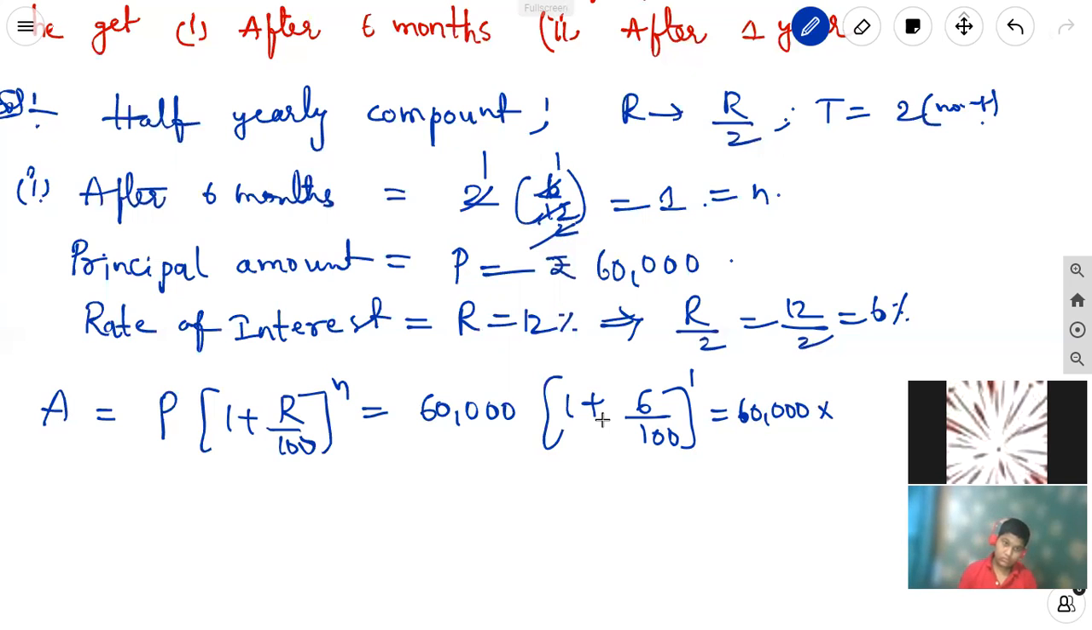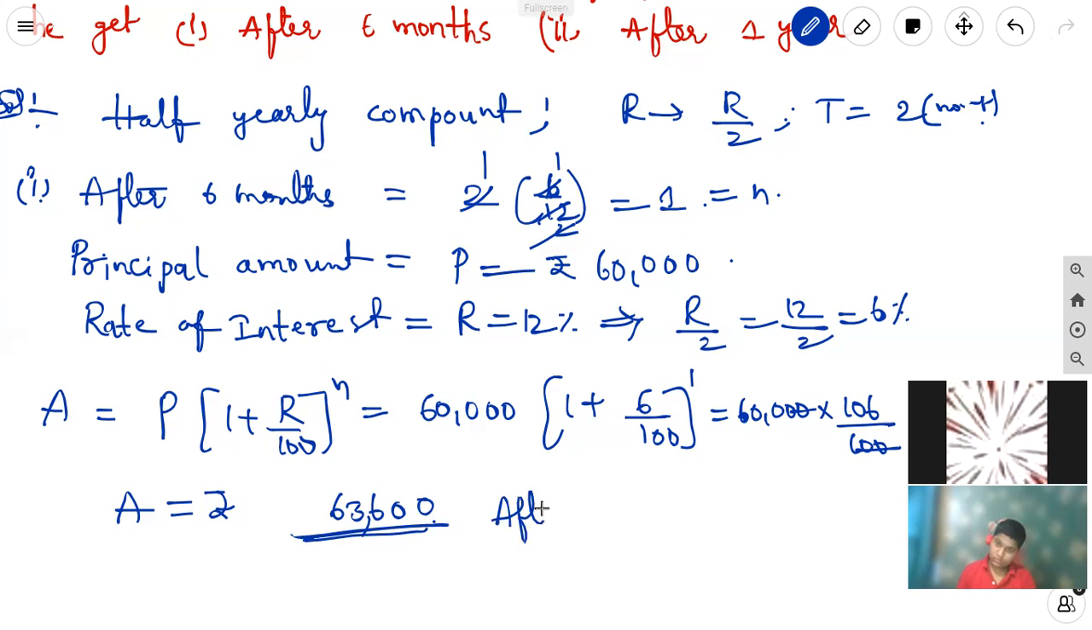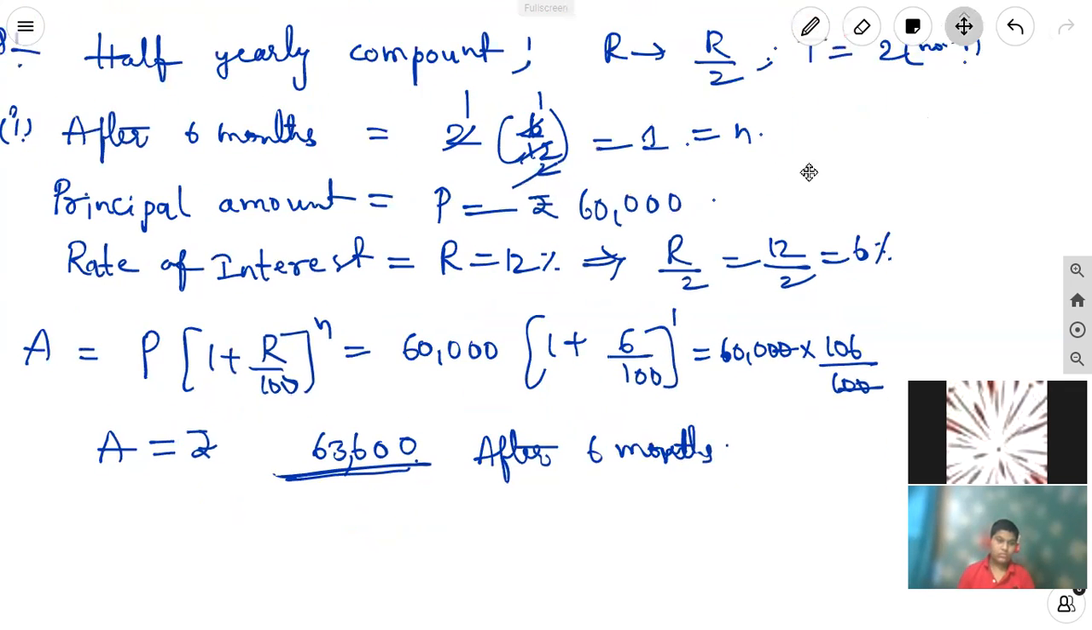60,000 into 100 plus 6, 106 by 100. 2 zeros cancel. It is equal to amount equal to 2 zeros. 6 6 are 36. 6 1s are 6. That is 63,600 rupees is the compounded amount after 6 months. Next, after 1 year.